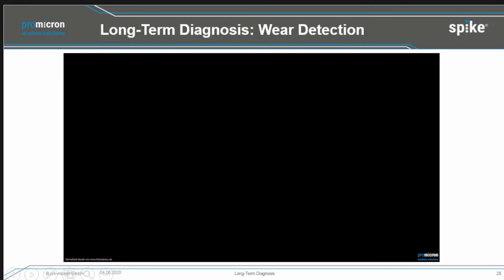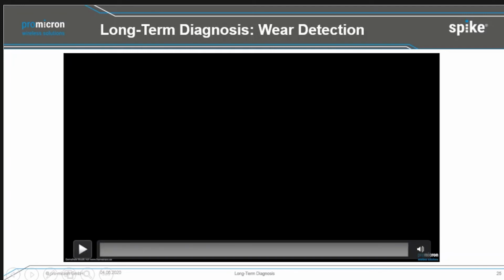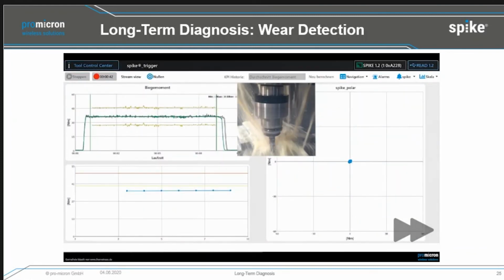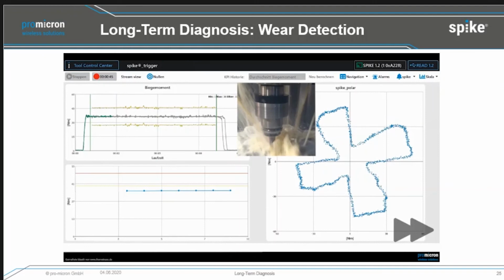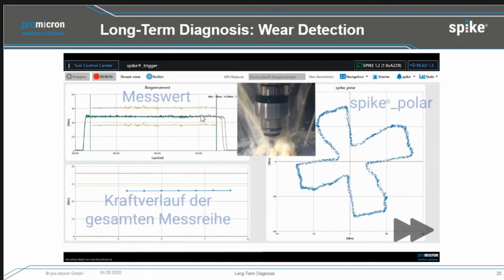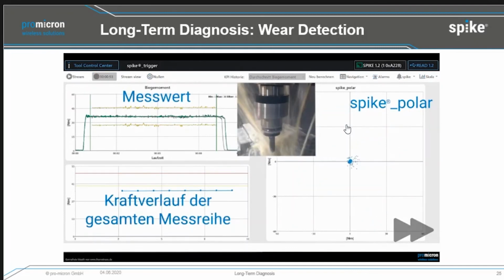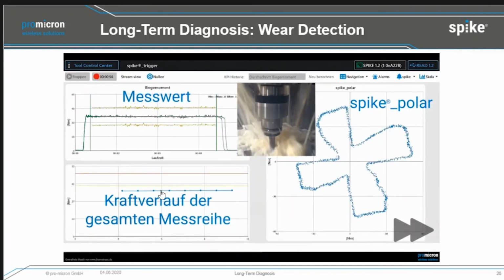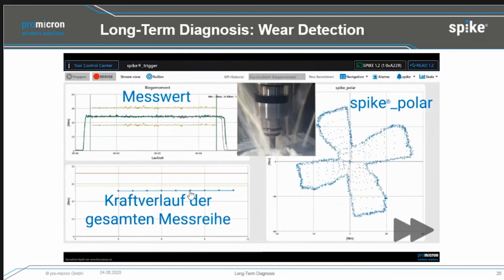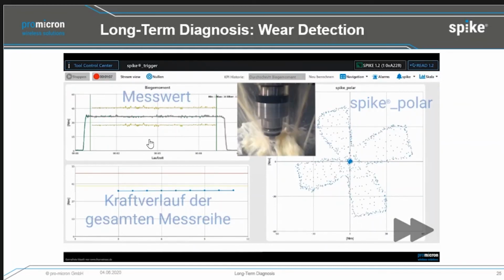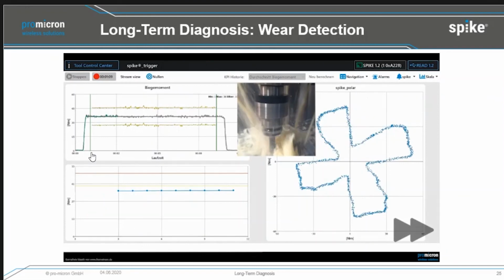Now, let's have a quick look at how a long-term diagnosis could look in this case, wear detection. So we are manufacturing just straight lines to simulate the tool wear. And you can see here the measuring data, the live data on top, spike polar on the right side. And down here you can see how the force rate behaves over time. So after every single step we mill, there's one measuring point analyzing the average bending moment within these green lines here.